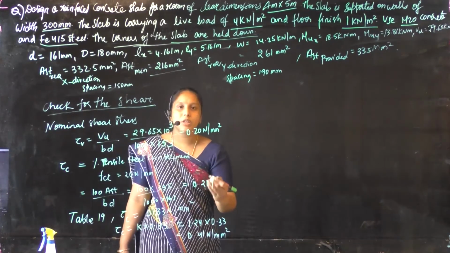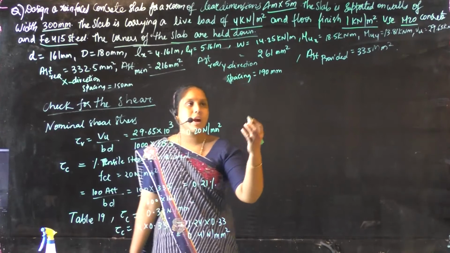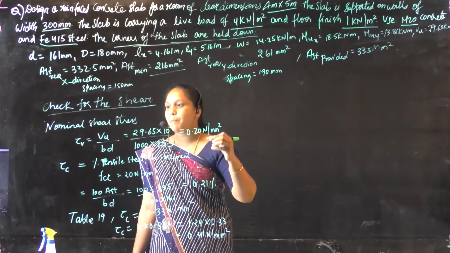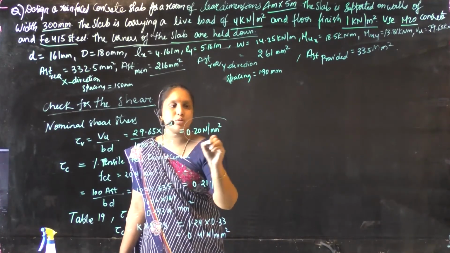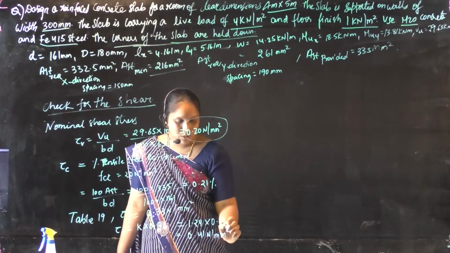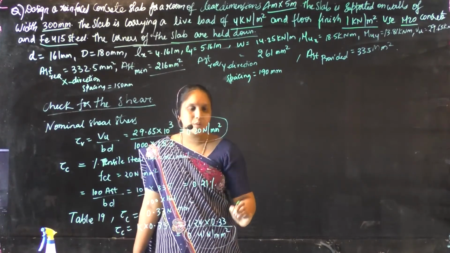Now what we have got are the tau v values and the tau c values. So here what we have to do is compare. So if we compare, what is the tau v value? It is 0.20 Newton per mm square. And what is the tau c value? It is 0.41 Newton per mm square.